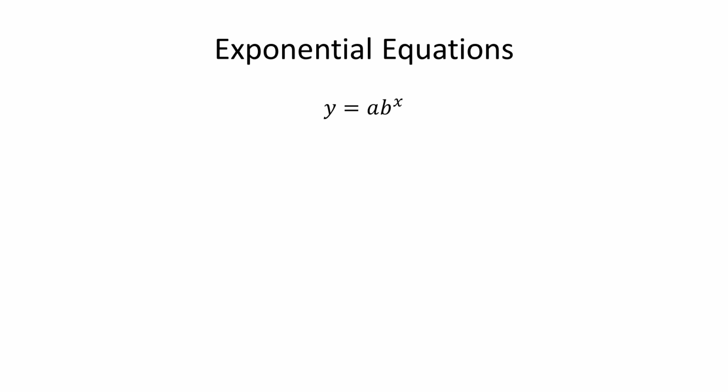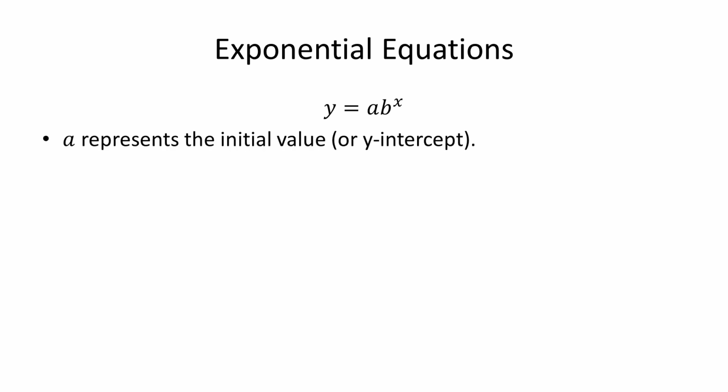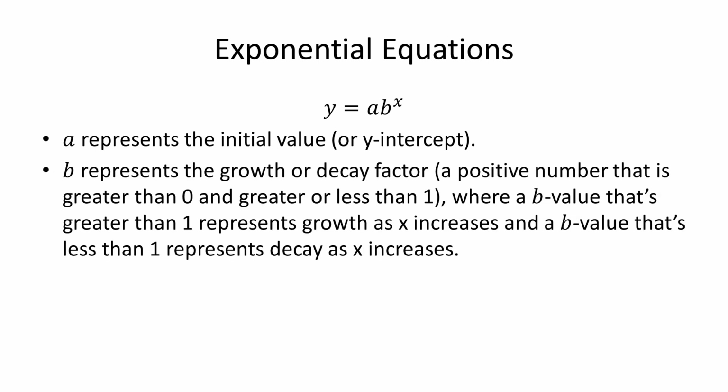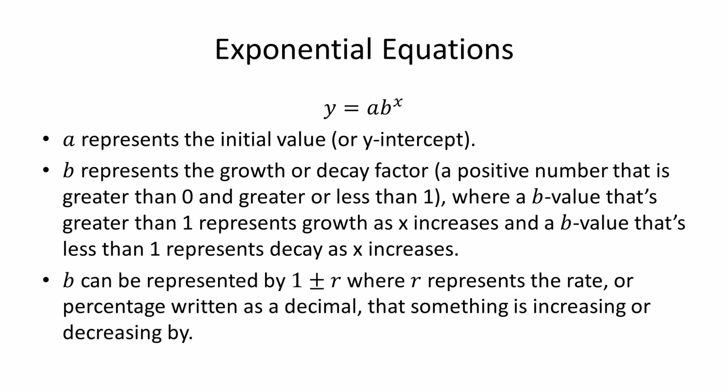Exponential equations on the SAT will come in the form of y equals a times b to the power of x, where a represents the initial value or y-intercept, and b represents the growth or decay factor, a positive number that is greater than 0 and not equal to 1, where a b value that's greater than 1 represents growth as x increases, and a b value that's less than 1 represents decay as x increases. b can be represented by 1 plus or minus r, where r represents the rate or percentage, written as a decimal, that something is increasing or decreasing by.